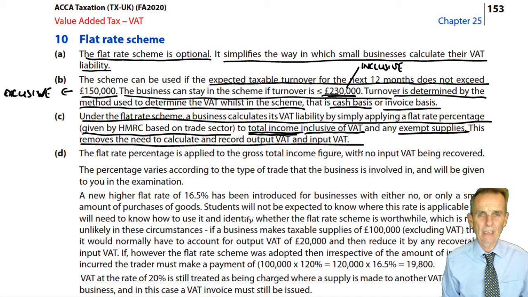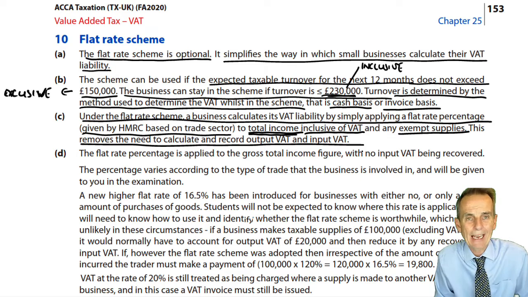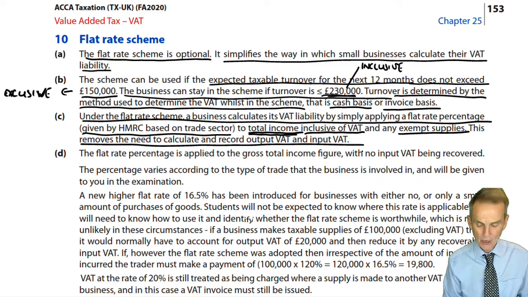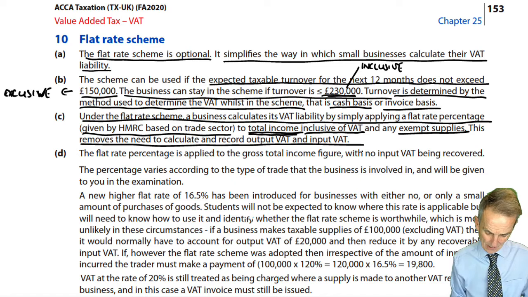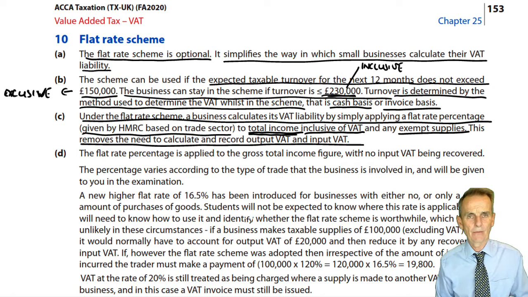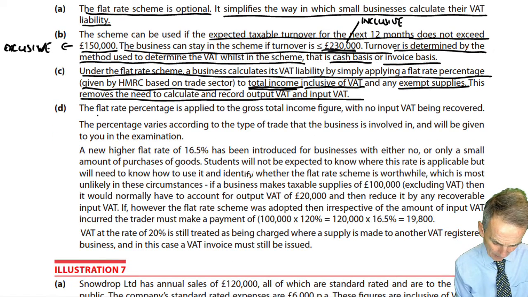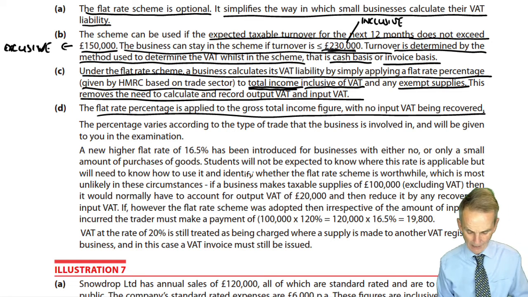We'll still be issuing sales invoices. Those sales invoices, of course, will still have to account for output VAT. We'll be charging the normal standard rate on what are standard rated taxable supplies there. So it doesn't change the price that we are charging to the customer. But then we apply that given flat rate percentage to that figure of total sales. As we've said, the flat rate percentage is applied to the gross total income figure with no input VAT being recovered.